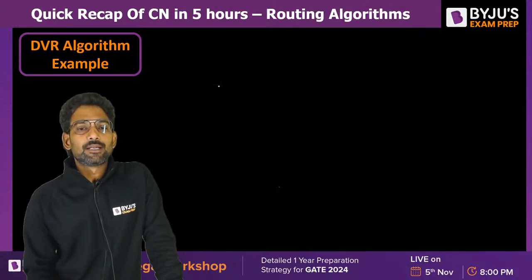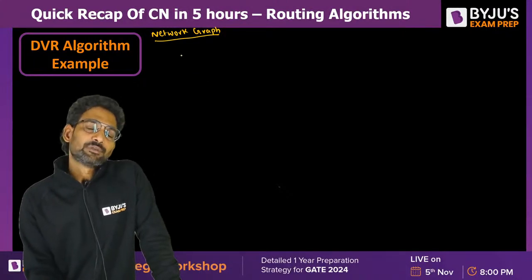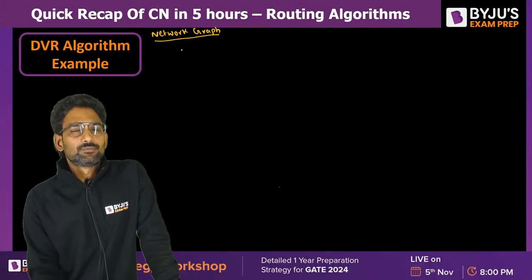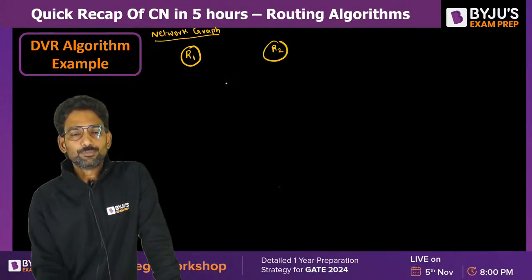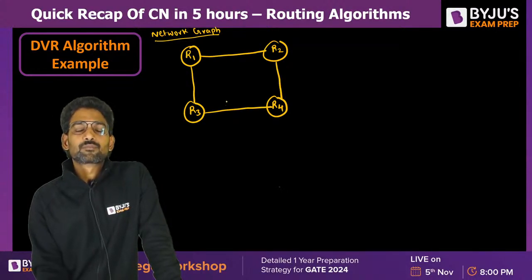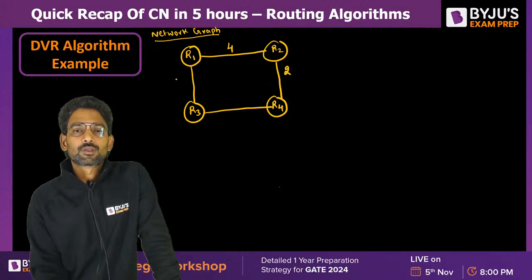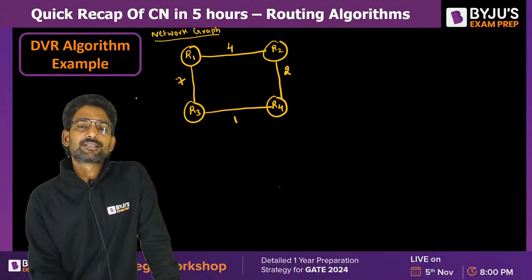So let me take the network graph. Every network is represented by a network interface. Generally the interface used would be a router. So I am taking routers R1, R2, R3, R4. Okay, let the costs be like this: 4, 2, 7, and 1.